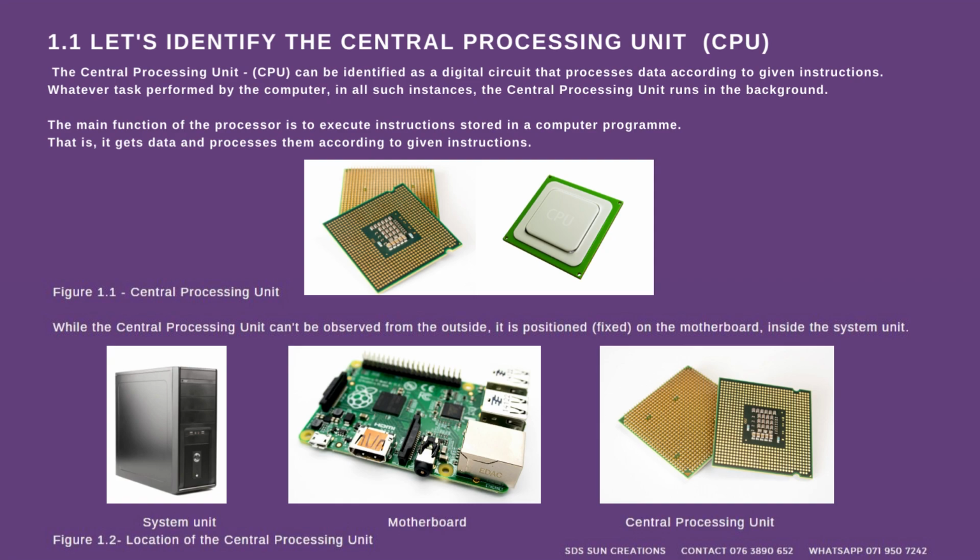Here you can see figure 1.1, central processing unit. While the central processing unit can't be observed from the outside, it is positioned fixed on the motherboard inside the system unit. In figure 1.2, location of the central processing unit. First one, system unit, second, motherboard, and third one is central processing unit.